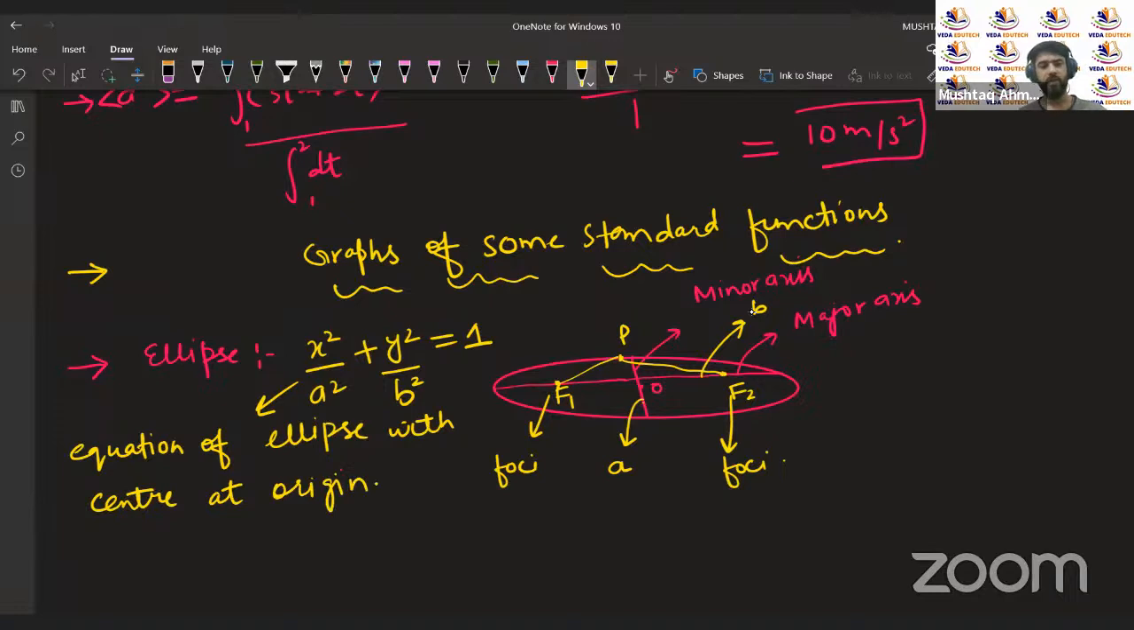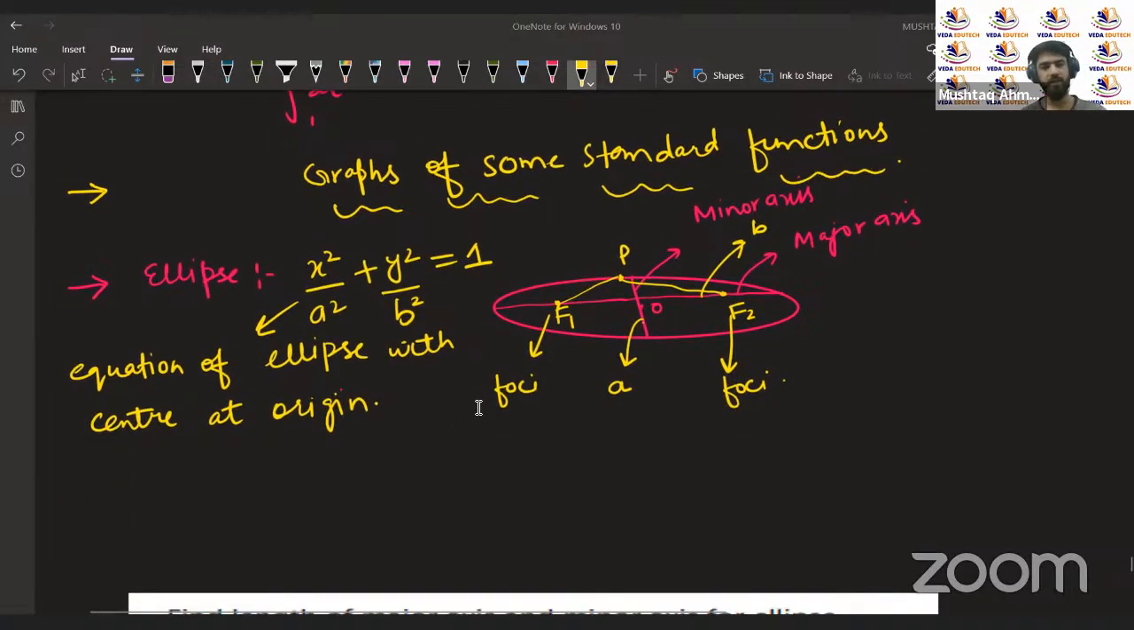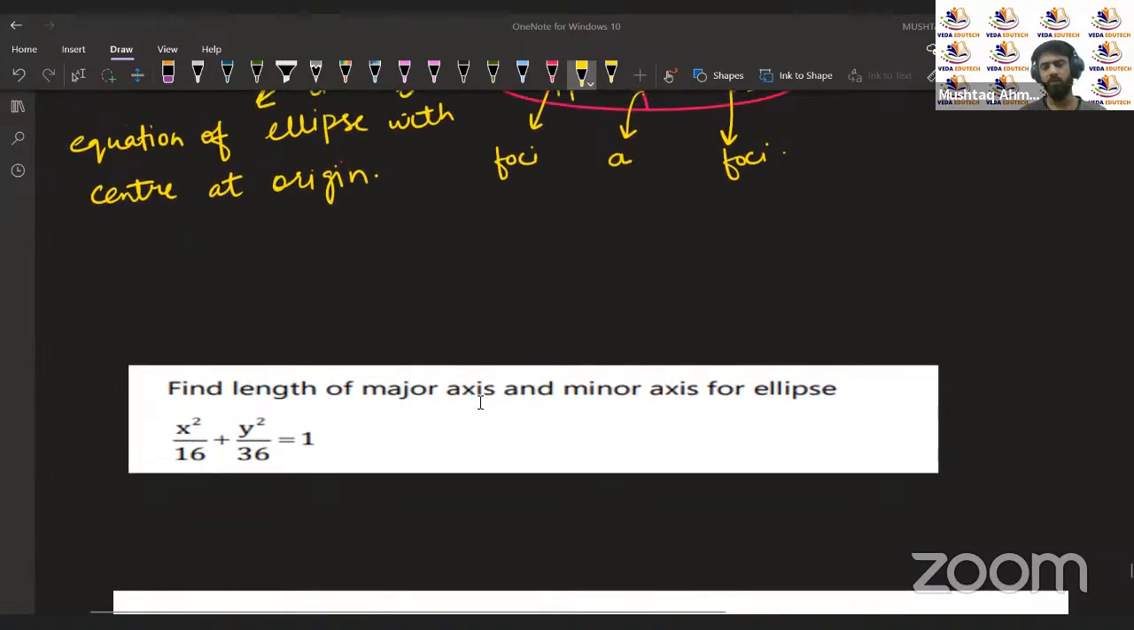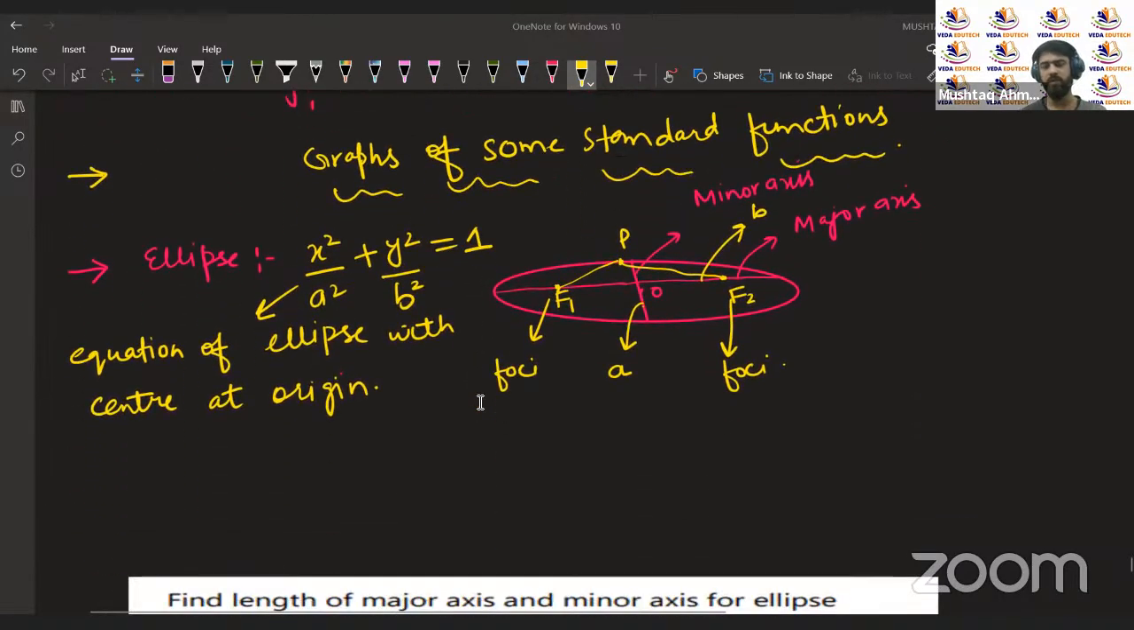So this represents the equation of an ellipse with center at origin. b is the semi-major axis and a is the semi-minor axis. Which axis will be the semi-major and which will be the semi-minor axis, and which axis will be the major axis, depends upon the form of the equation of the given ellipse.